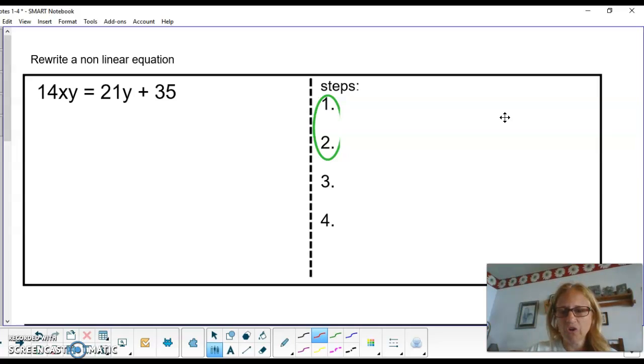Something that you're going to see these steps again on the problem that you're going to do on the next slide, and also some of your homework. So they'll come in handy. So we have here 14xy equals 21y plus 35.